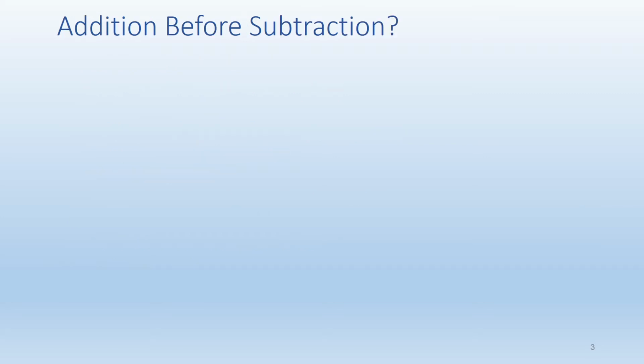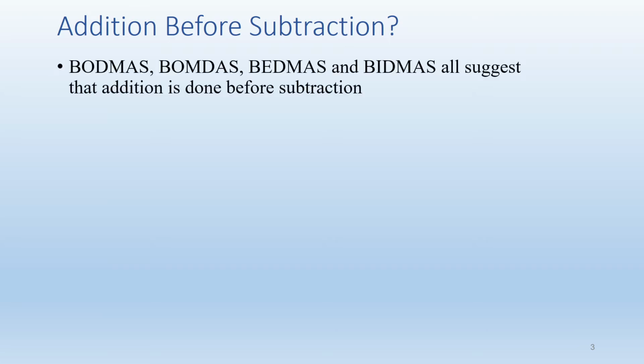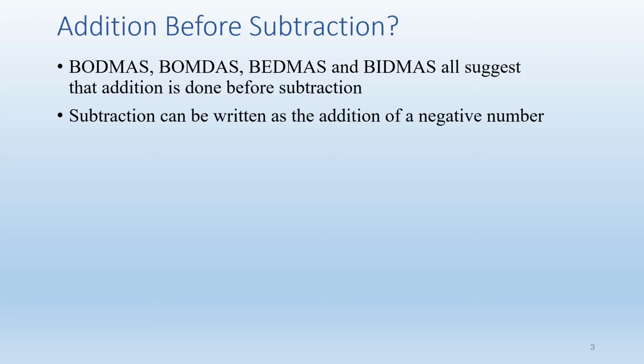So should we do addition first or should we do subtraction first? All our acronyms here suggest that maybe we should do addition before we do subtraction. A subtraction can be written as the addition of a negative number. So 12 take away 3 can be written as 12 plus a negative 3.